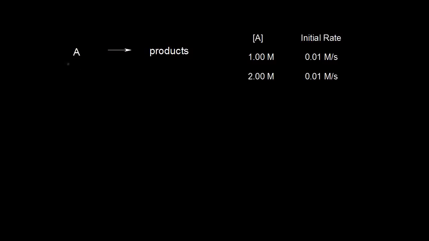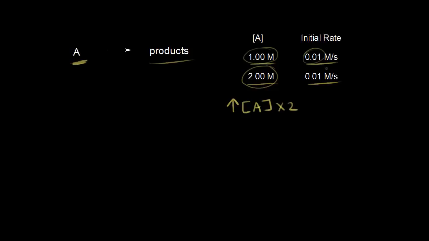Now let's look at this reaction. We have only one reactant, A, turning into our products. And if we look at the two experiments, in our first experiment, the concentration of A is 1 molar, and the initial rate of reaction is 0.01 molar per second. If we double the concentration of A to 2 molar, the rate stays the same. It's still 0.01 molar per second. So even though the concentration of A is going from 1 molar to 2 molar, that's increasing the concentration of A by a factor of 2, the rate stays the same.